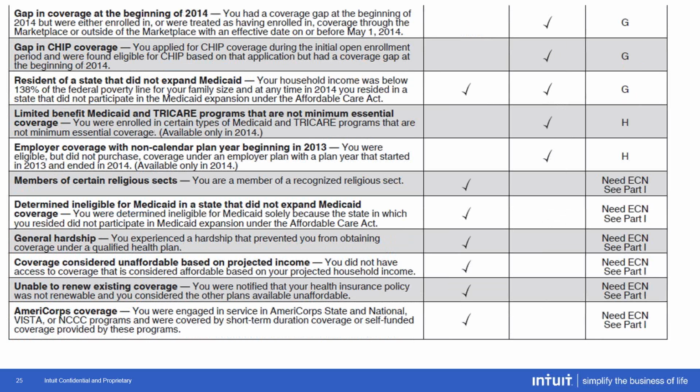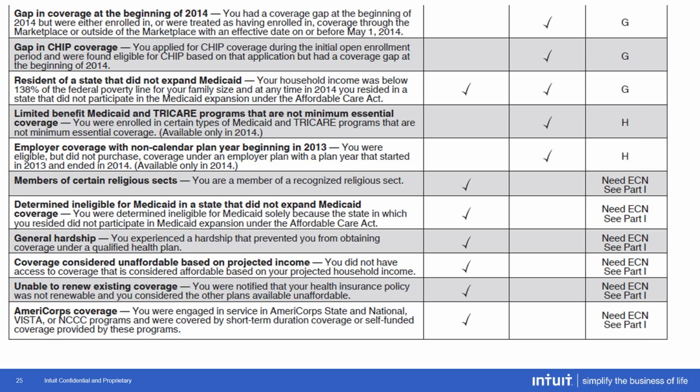Okay, here's the second part of the exemption checklist. Continuing on, about halfway down, all the ones above that line can be claimed on the tax return. And then the last bucket of 2, 4, 6 exemptions, they need to be claimed at the marketplace. They cannot be claimed on the return. A lot of those are around the hardship exemptions.